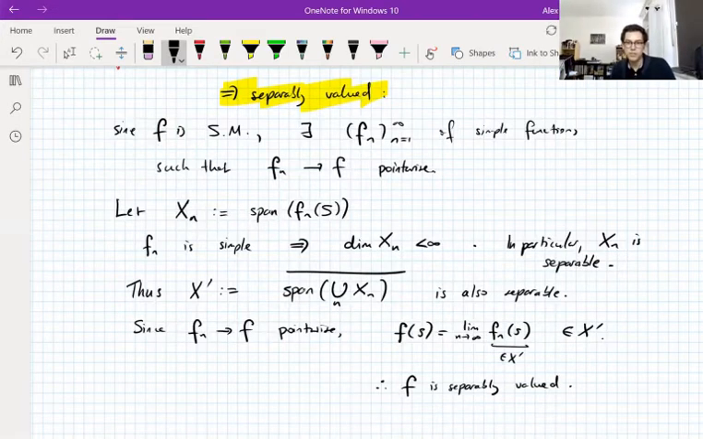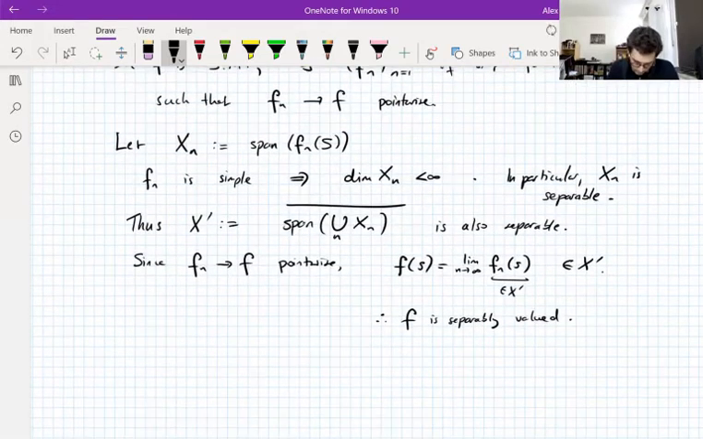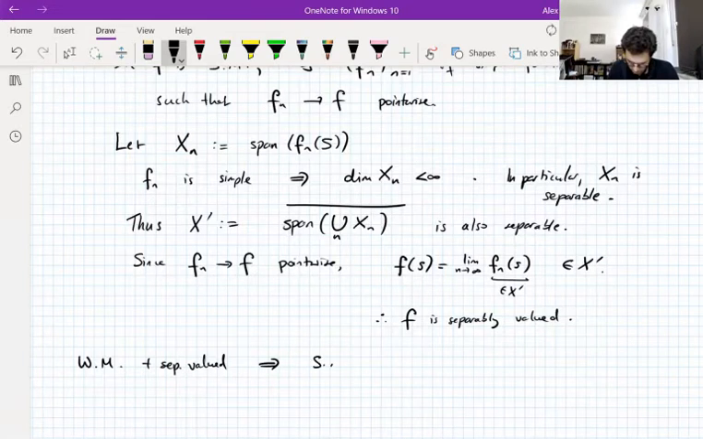And that's one direction of the theorem. If f is strongly measurable, then it's weakly measurable and it's separably valued. It's the easy direction, you could have guessed. Now what we want to show is that weak measurability plus separably valued implies strong measurability, which is a bit harder.